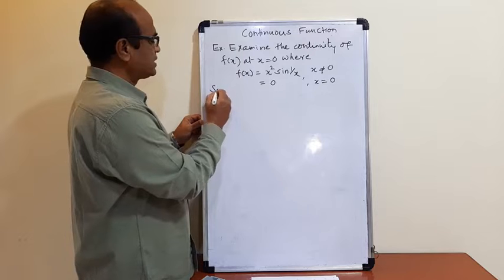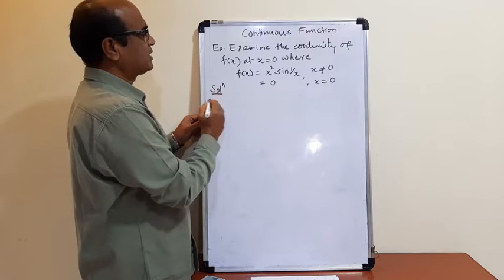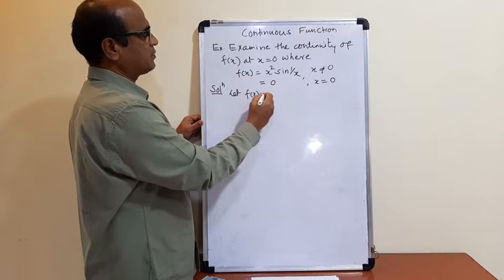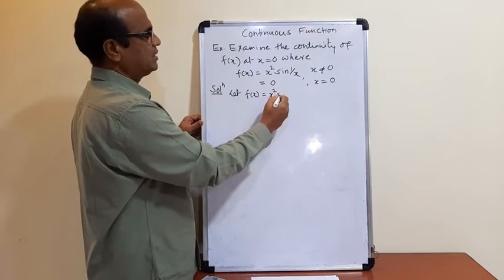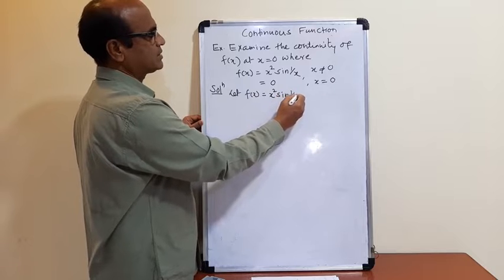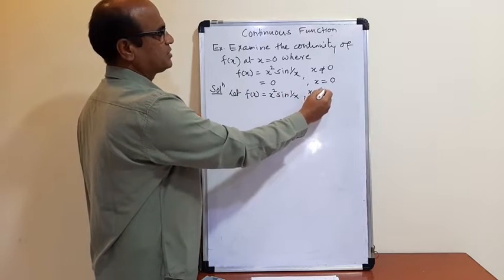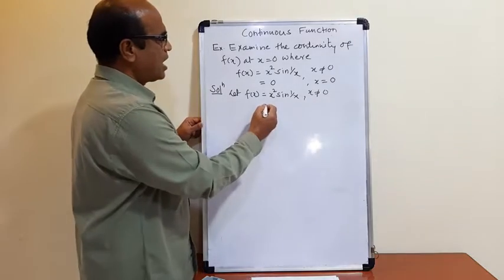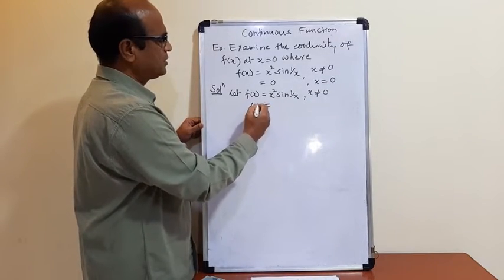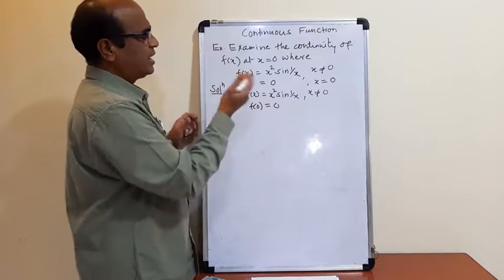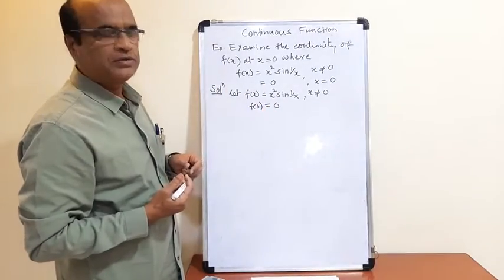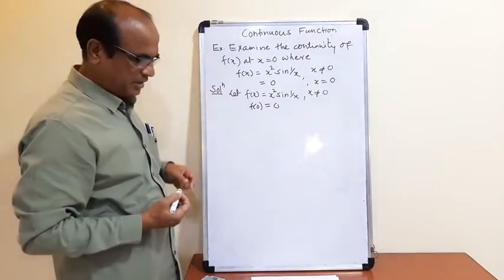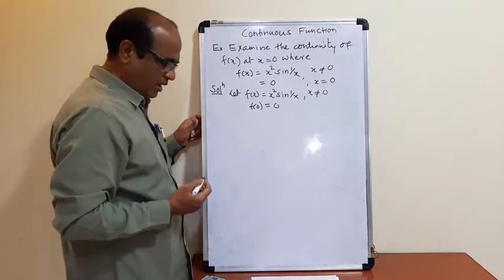So we solve this example. What is given here? Let f(x) is equal to x square sine 1 upon x when x is not equal to 0. This is the function given. Examine the continuity of this function. Also f of 0 is equal to 0, which means when x is equal to 0, then f of 0 is equal to 0. So test the continuity of this function x square sine 1 upon x.